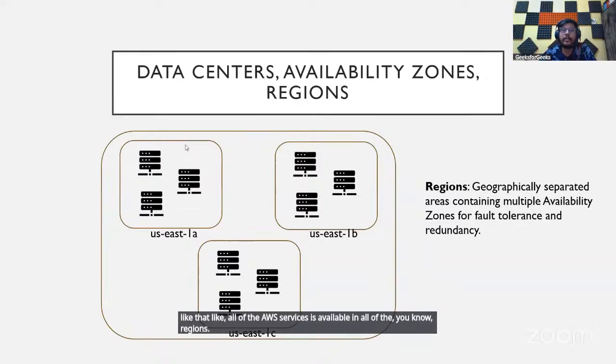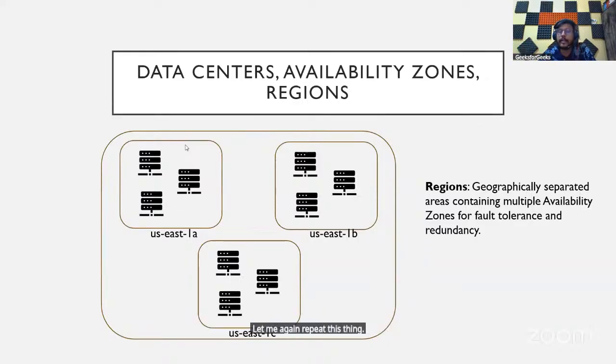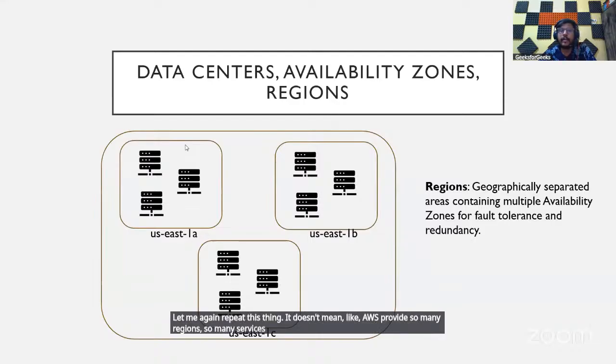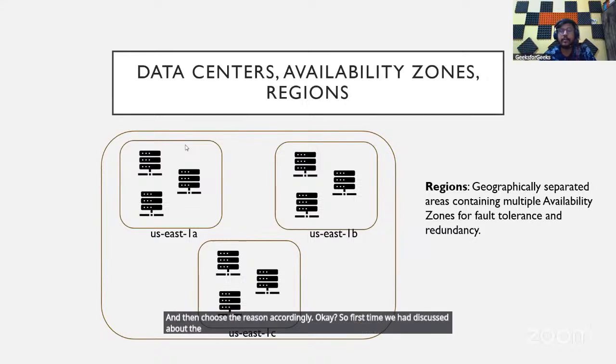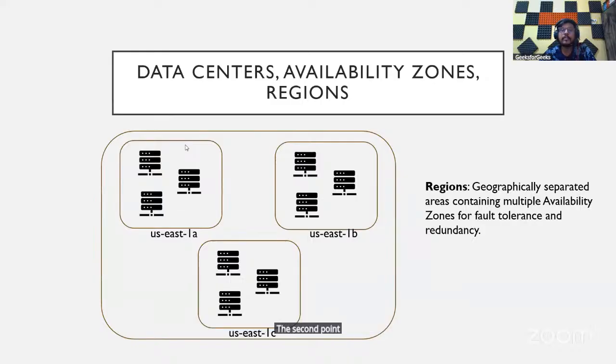Let me repeat this again. It doesn't mean that because AWS provides so many regions and so many services, all the services are available in all the regions. Whatever services you are working with, you have to see where they're available and then choose the region accordingly. So first, we discussed the low latency factor, where your audience is located. The second factor is the pricing. The third factor is the service availability.